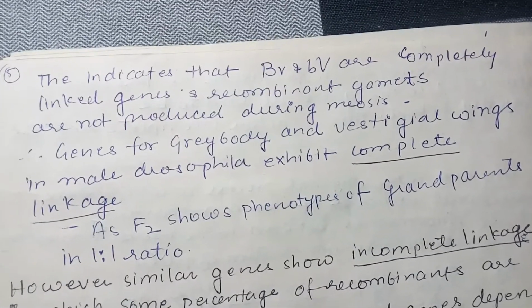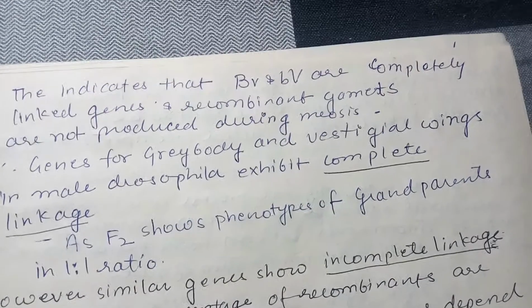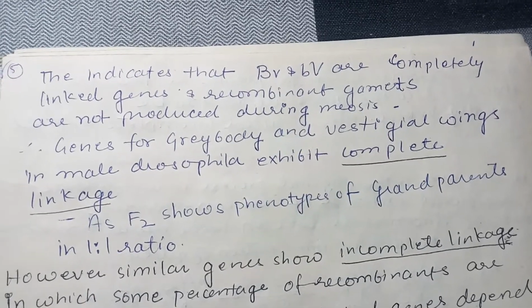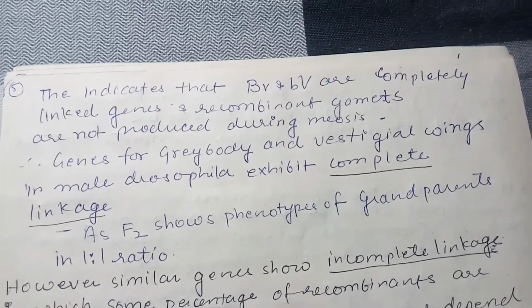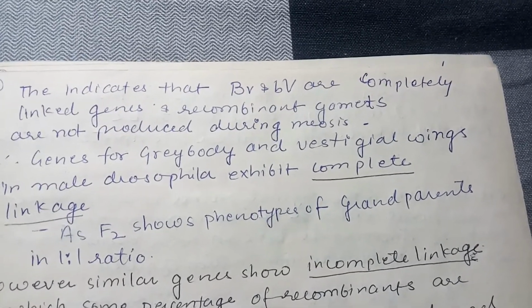Therefore, genes for gray body and vestigial wing in male Drosophila exhibit complete linkage. No recombinants are produced, as the F2 show the phenotype of grandparents in 1:1 ratio.